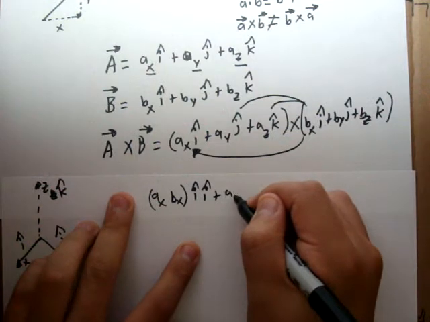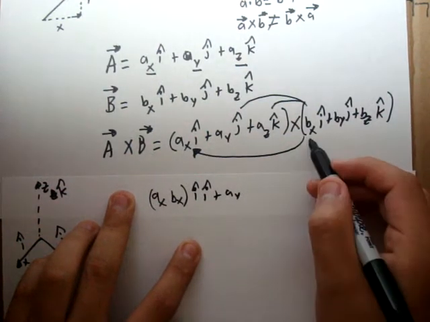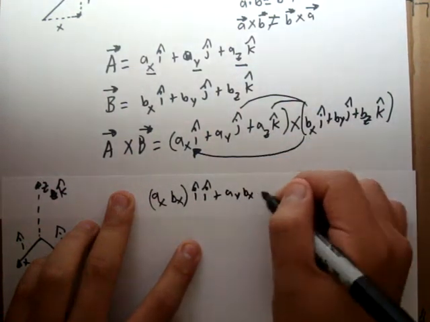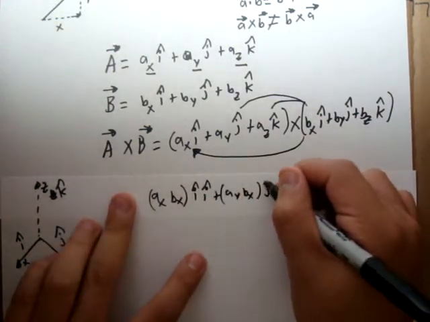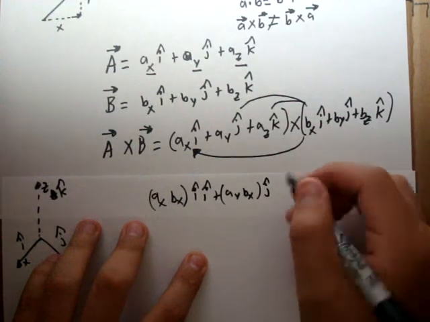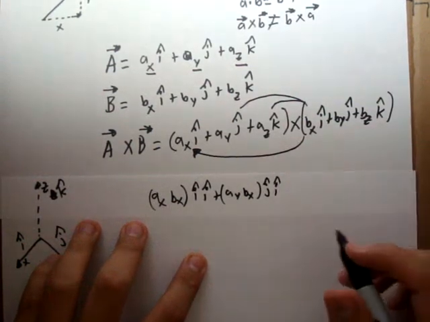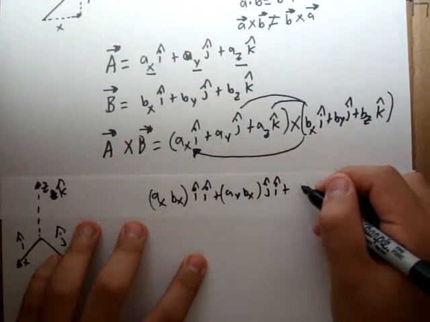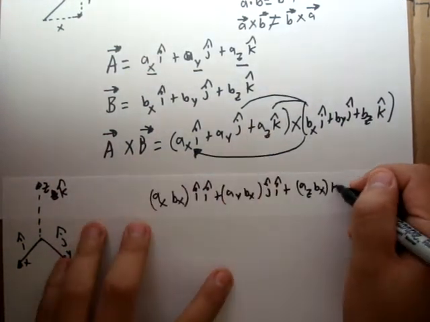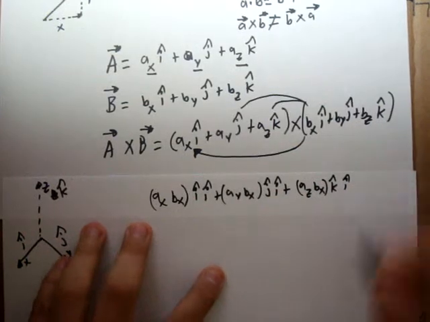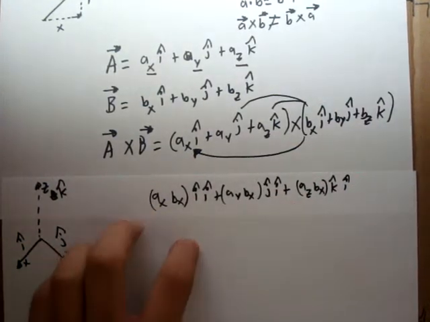Bx times this, so that's Ay times the coefficient Bx. And then, of course, we have to write it in this order: j caret, because remember I told you there's a difference. There's j caret, and here it's i caret. Alright, then the last part is Az times Bx. Here we have k caret times i caret. So this is going to be the first part.